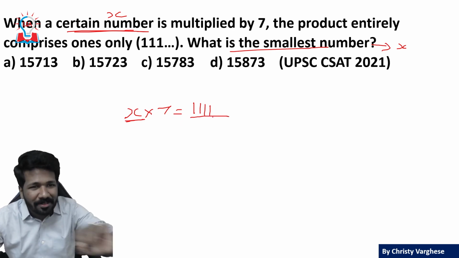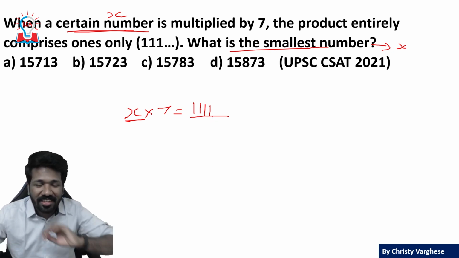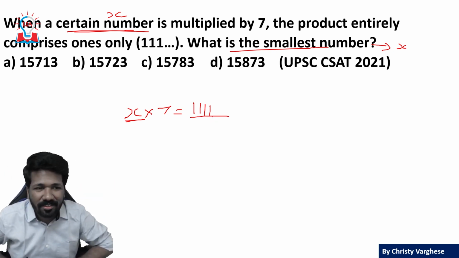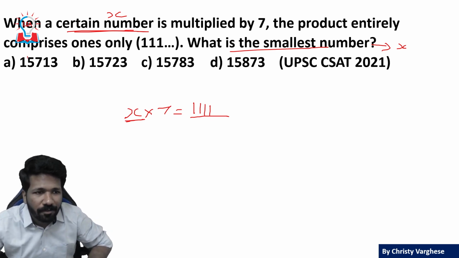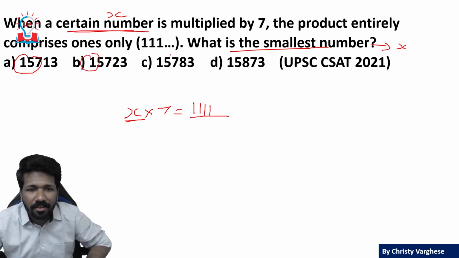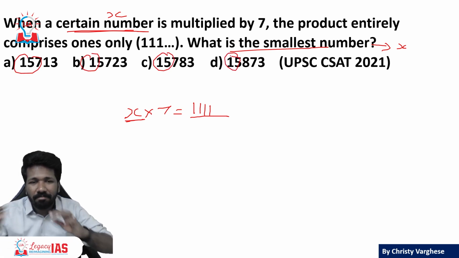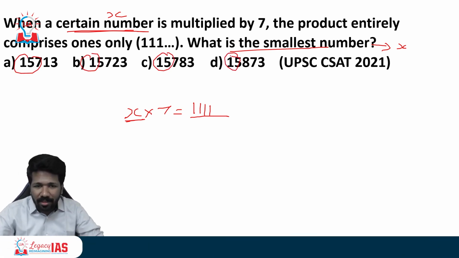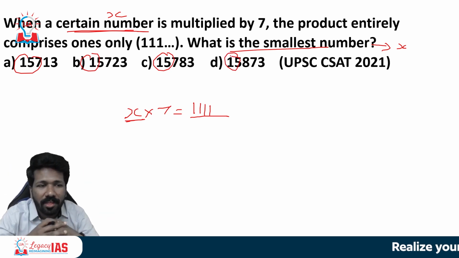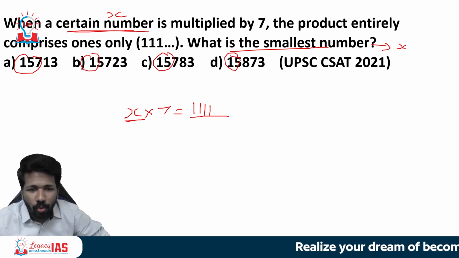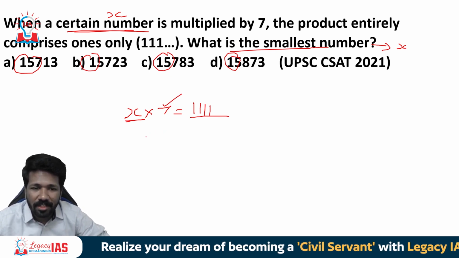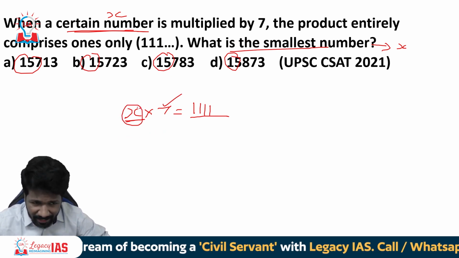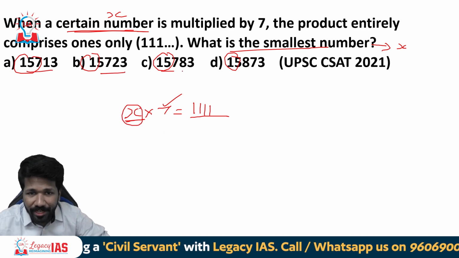For that purpose you can take options. Here the rejection approach is totally different. Look at the 4 options. All 4 options are 15,000 something. You have to have an estimate of the number, 15,000 something. Like think about, you have 15,000 something rupees, and you are multiplying that by 7.